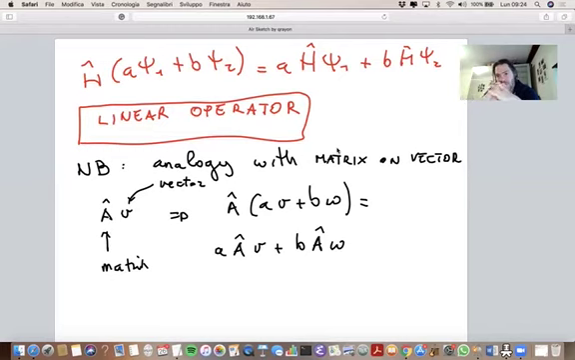At this level, it's sufficient to notice that H is a linear operator. But it's an operator that doesn't act on a space of vectors. It acts on a space of functions. So let me write this.